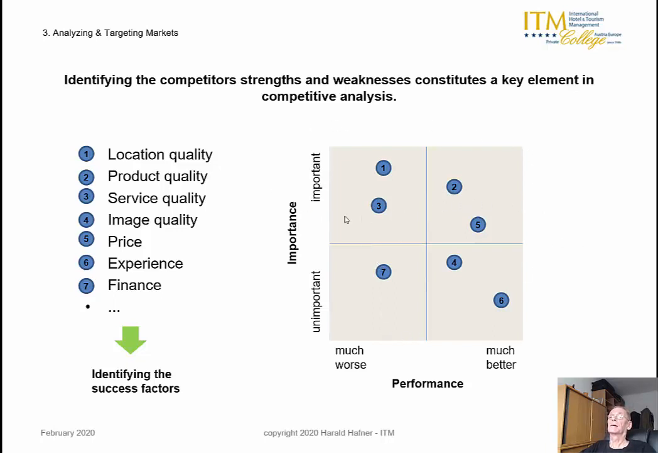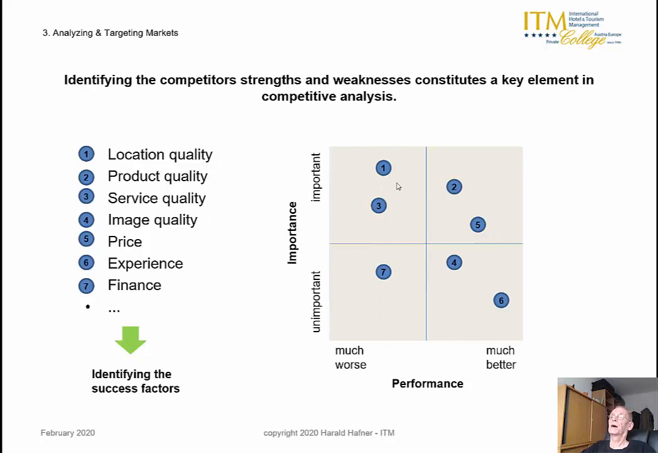Let's look at the important factors first. As far as the importance is concerned, 1, location quality, and 3, service quality, are considered a weakness as we perform much worse than our competitors. Product quality and price are considered a strength in our hotel because we are performing much better. On the unimportant field, we have finance and image quality as well as experience. Finance is a weakness, and the other 2 are considered a strength.